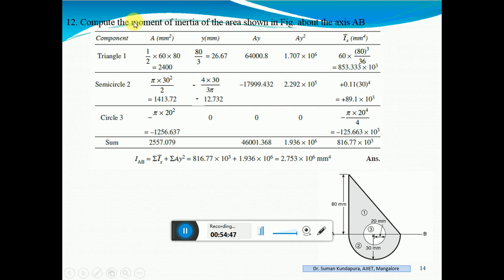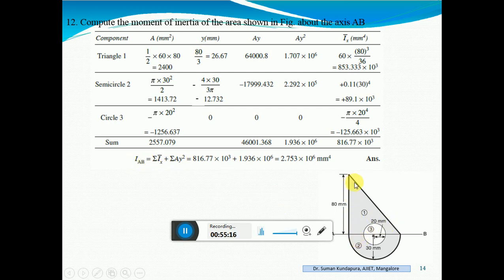Next problem. Compute the moment of inertia of the area shown in figure about the axis AB. So they have told you about this axis only, you have to find out the moment of inertia. So this is our I11 sort of problem. I11 is equal to Ix bar plus summation A into y square. Okay, so instead of I11 I am having IAB here.